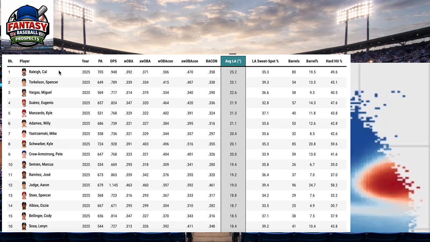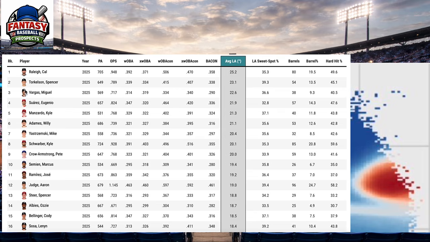Cal Raleigh was actually super high last year. He had the highest average launch angle, 25.2%. So you could see here he is probably up in this range with these expected outcomes, but he makes up for it, and it works because he had almost a 50% hard hit rate, a 19% barrel rate, 35% sweet spot, and his launch angle is 25, so he had fantastic outcomes for that, right? So I think that's something you can see here.